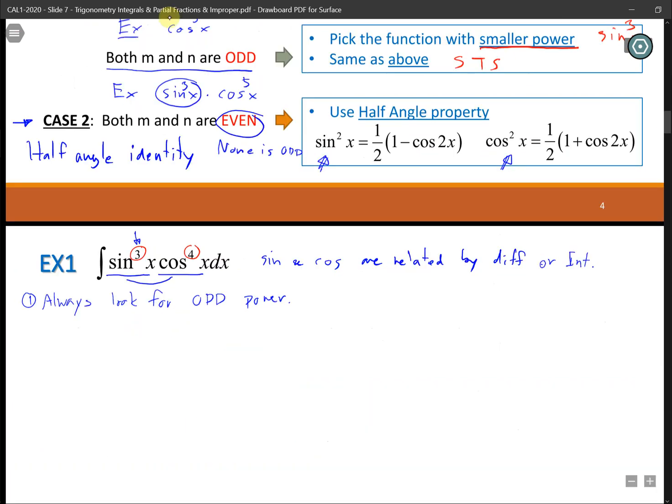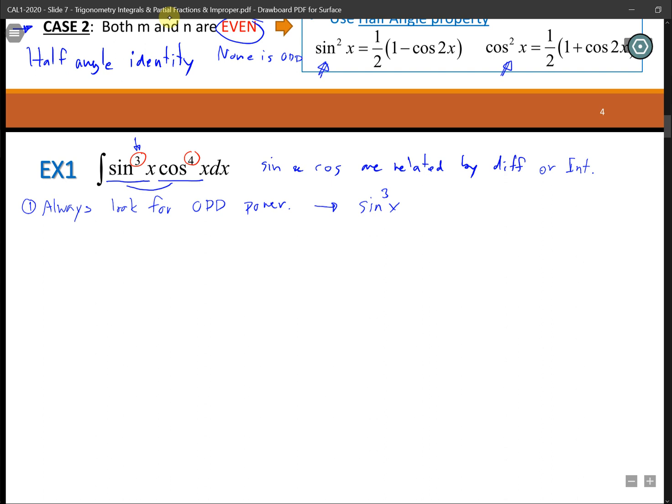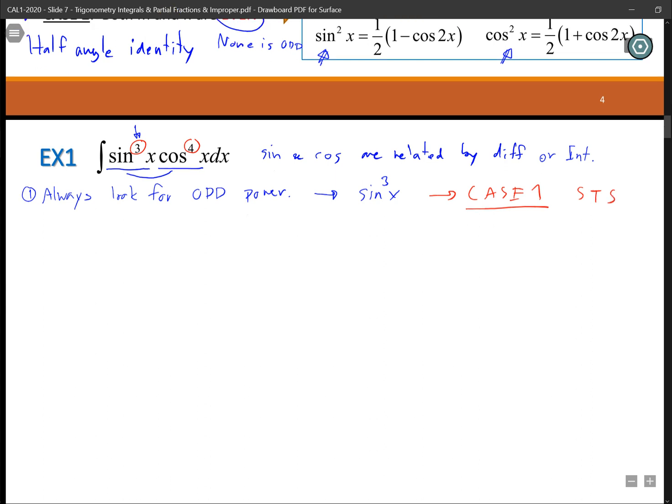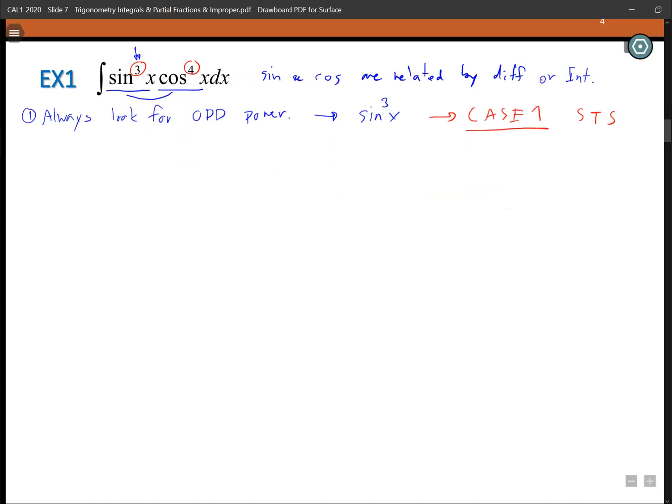Now, we can see that sine of x has the power of 3, that is odd. It means that this is case 1. Case 1. And in case 1, the strategy is STS. Split, transform, and substitution. Now we know what to do. Okay, so let's work on this.